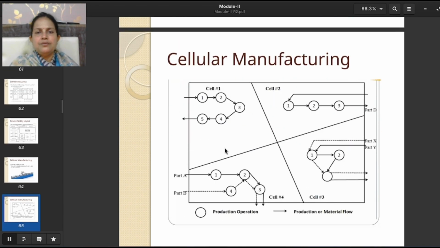This is the example of a cellular layout. Different types of machines are arranged into a cell. So if multiple cells are available in the organization, then multiple parts of maybe the same product can be developed at the same time. At a particular time, multiple parts of a product can be developed by using different cells. That is the benefit of cellular manufacturing.